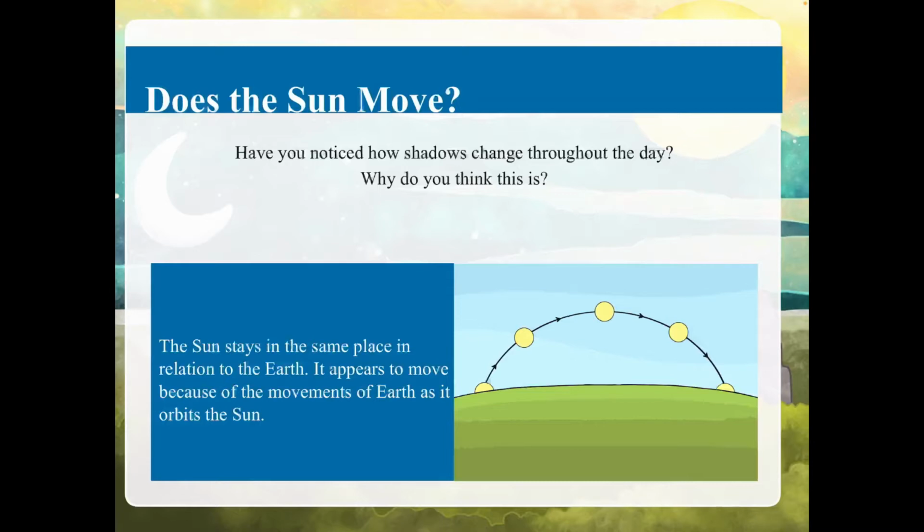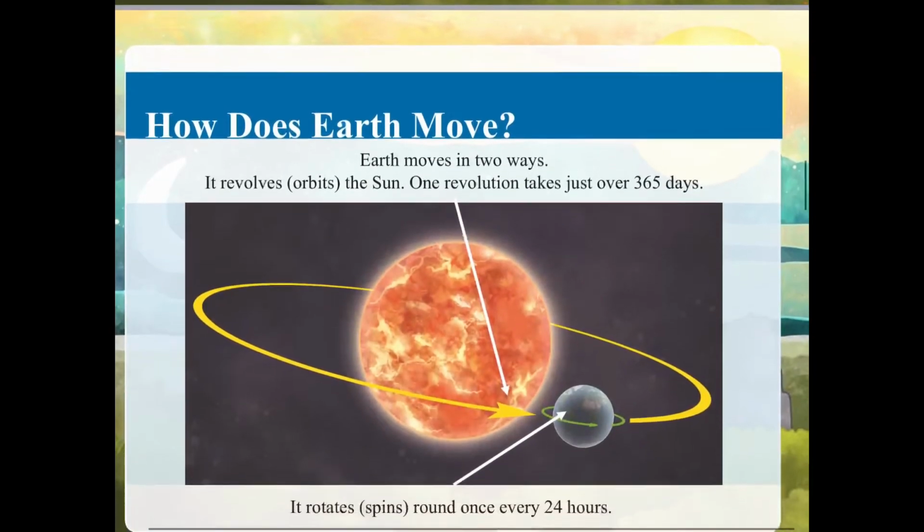So the sun actually stays in the same place in relation to the earth. Do you remember we said in our previous lessons, the sun is the centre of the solar system, for us. So it appears to move, but that's because of the movements of the earth as it orbits the sun. So the sun is not moving, it's the earth that is moving. The earth orbits the sun.